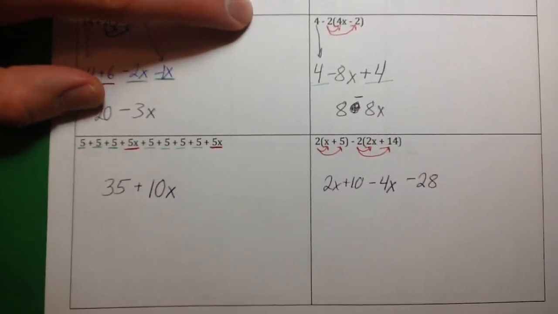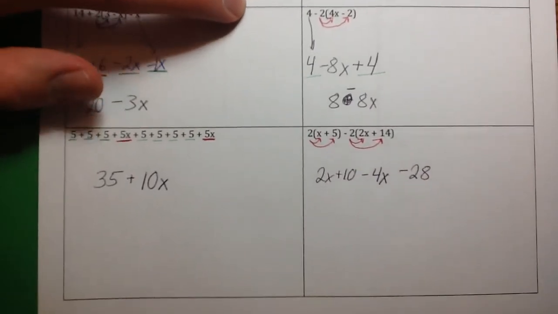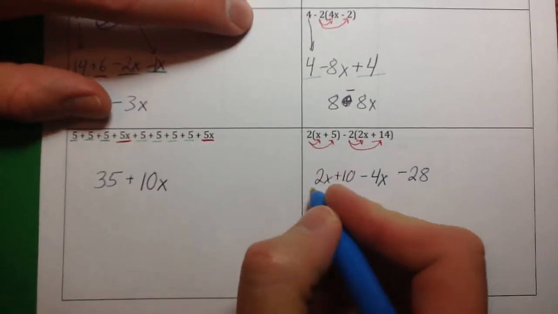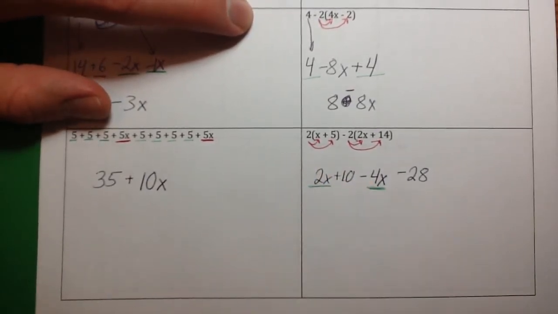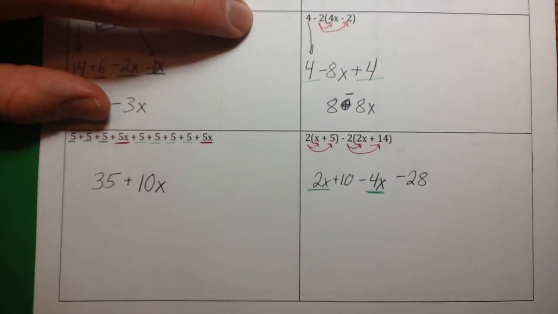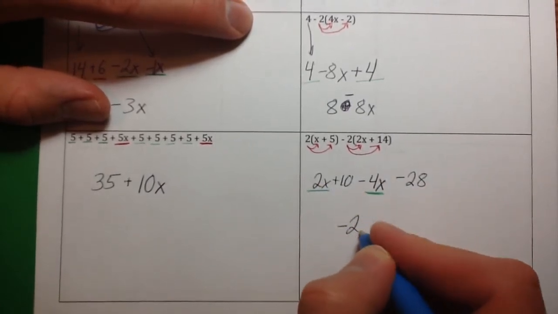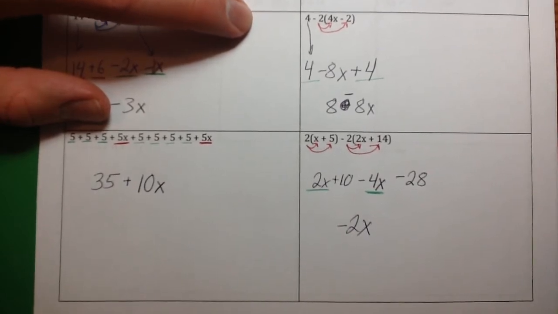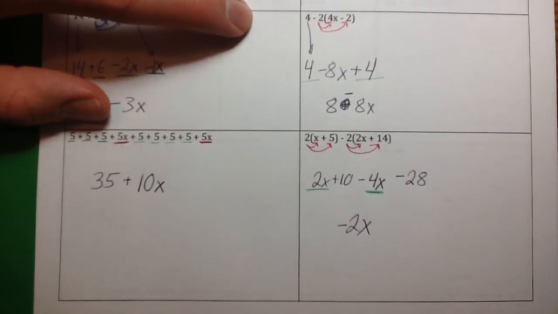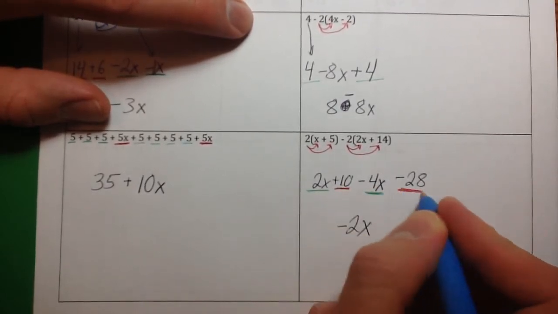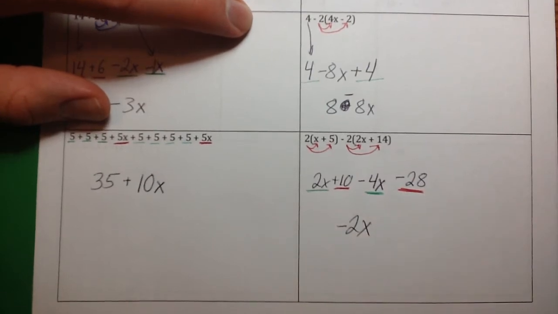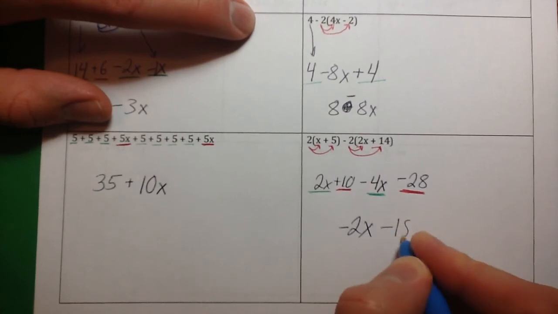All right. I am going to put my like terms together. See it? There's one. There's another one. 2 minus 4. If I had $2 and I give away $4 and I owe somebody $2, I bounce the check. And then we have 10 minus 28. 10 minus 28. Well, if I had $10 and I gave away 28, man, I'm losing some money here. Minus 18.